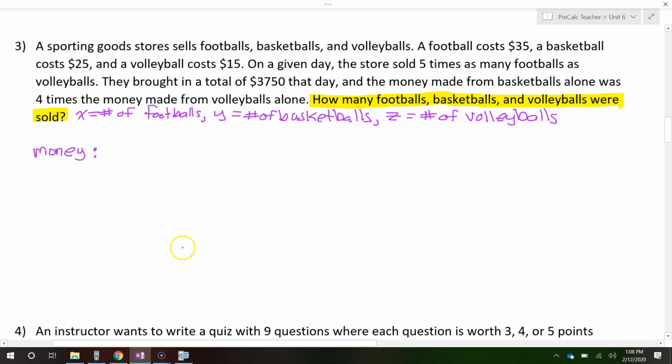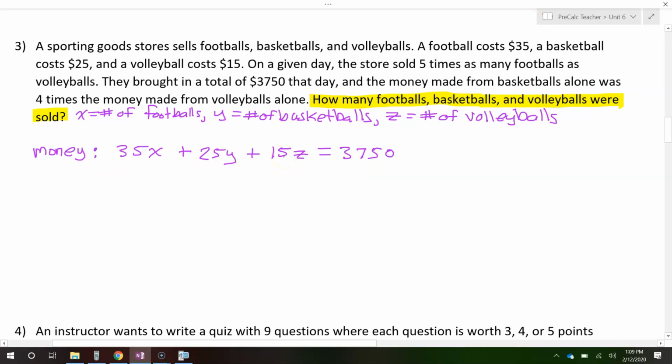Money. So let's see. $35 per football. So that means 35x. That'll be the money made from footballs. And then similarly, plus 25y. That's basketball money. And then plus 15z, which will be our volleyball money. And that should equal the total amount of money, which is what? All right, $3,750.